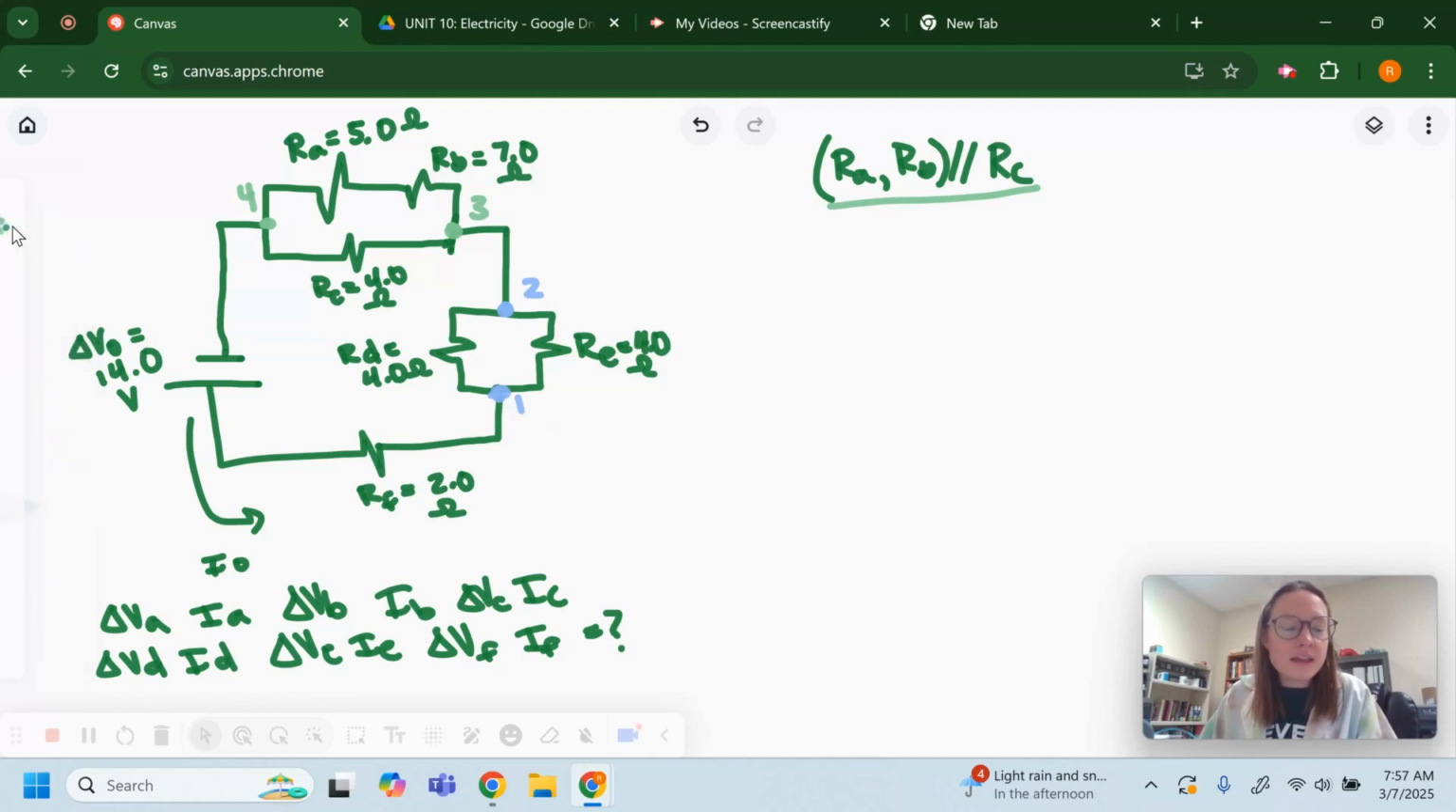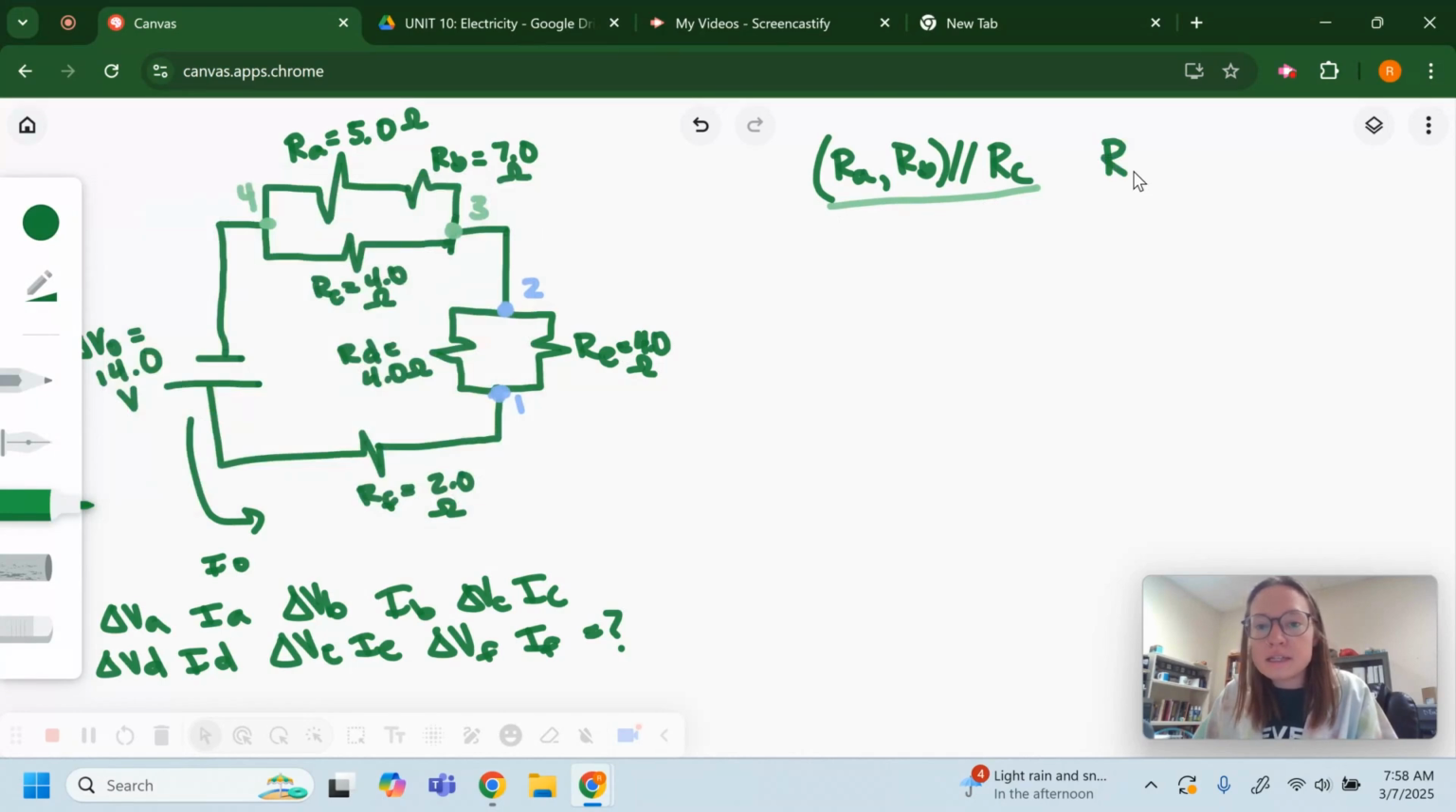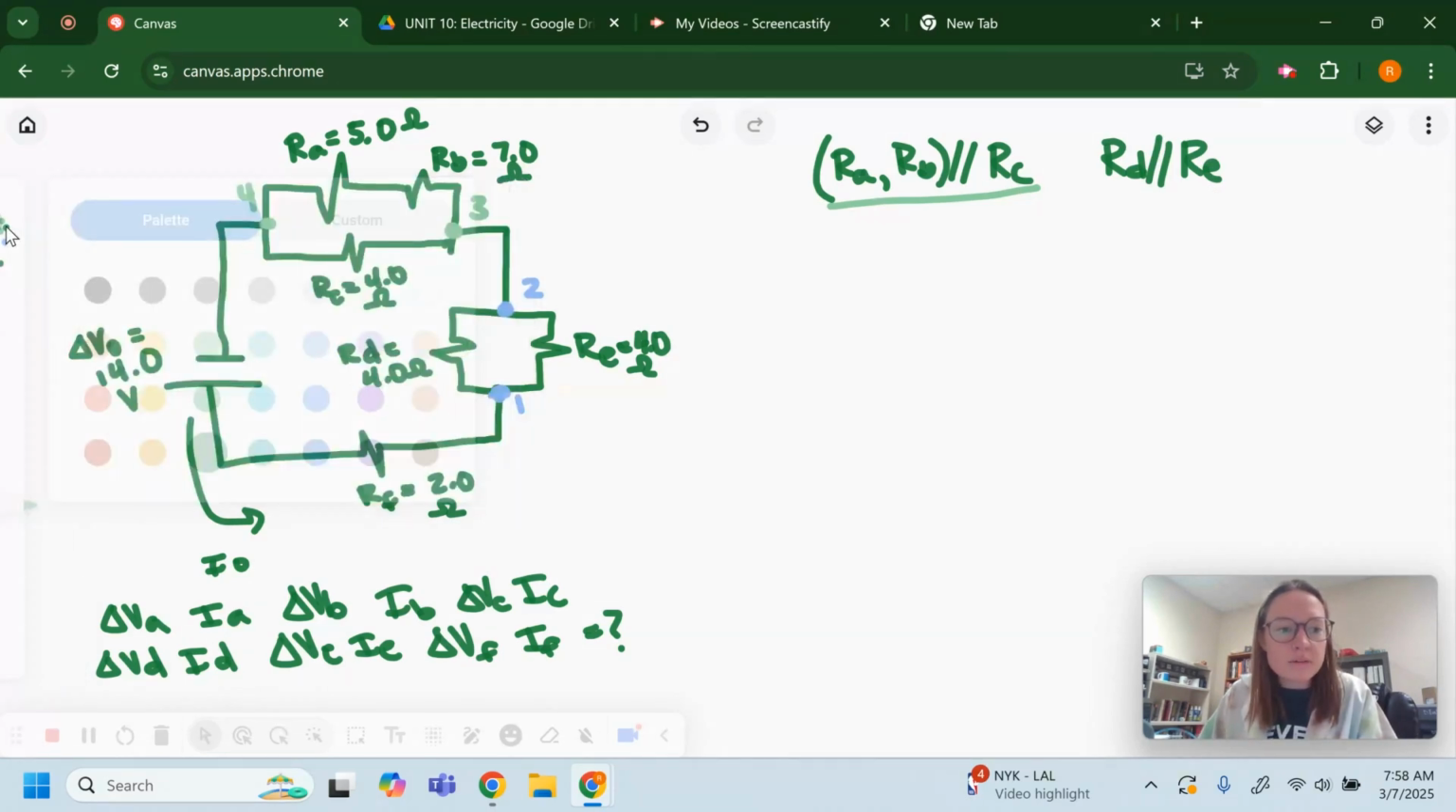To simplify this, I see that if I'm on my way from the battery back to the battery, I can either take a path through RE or I can take a path through RD. So that tells me that RE and RD are in parallel with each other because they are not on the same path. So I'm going to write that RD and RE are in parallel with each other. And that simplifies down this part right here.